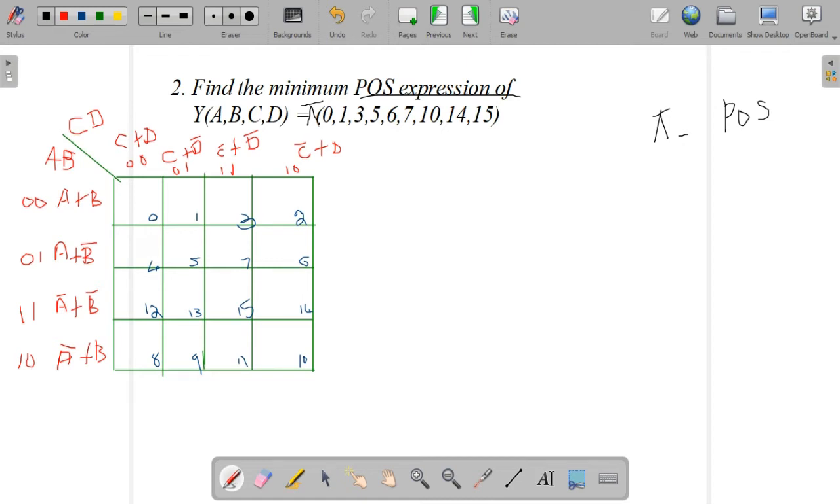So POS means 0 should keep the variable the same, and 1 should be negated. You know how to write it. This is a plus value, A plus B for 0, 0, and 1 is indicated as a complement, so A dash plus B dash, everything you know. These all values we have filled.